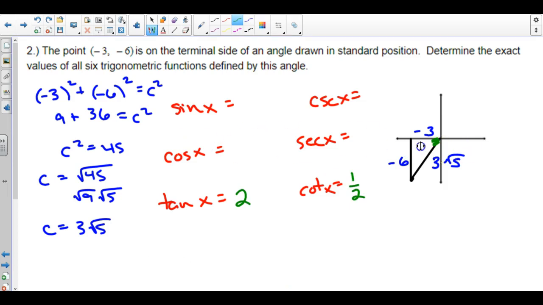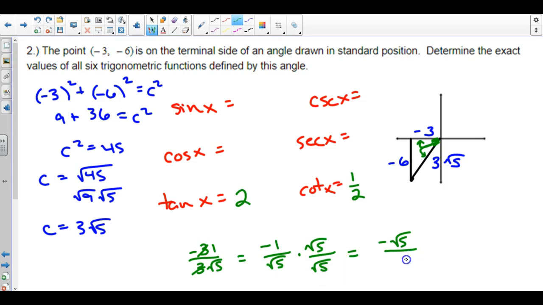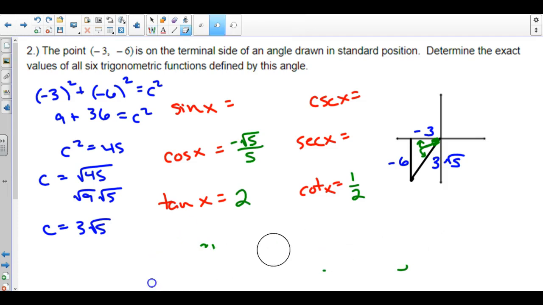I'll take a look at cosine, which would be taking my adjacent over my hypotenuse. So if I take -3 over 3 radical 5, first thing, the 3's cancel. I'm going to replace the top one with a -1, but then I need to rationalize that. So I'm going to multiply my numerator and denominator by radical 5. -1 times radical 5 is negative radical 5. My denominator is going to come out to just 5. So that is my cosine.